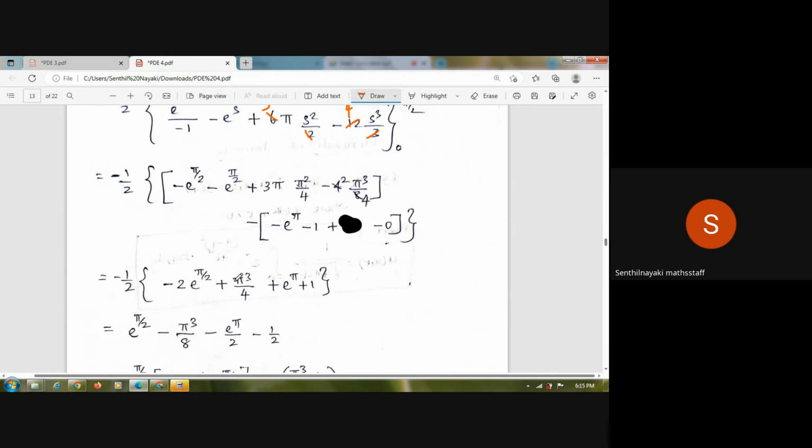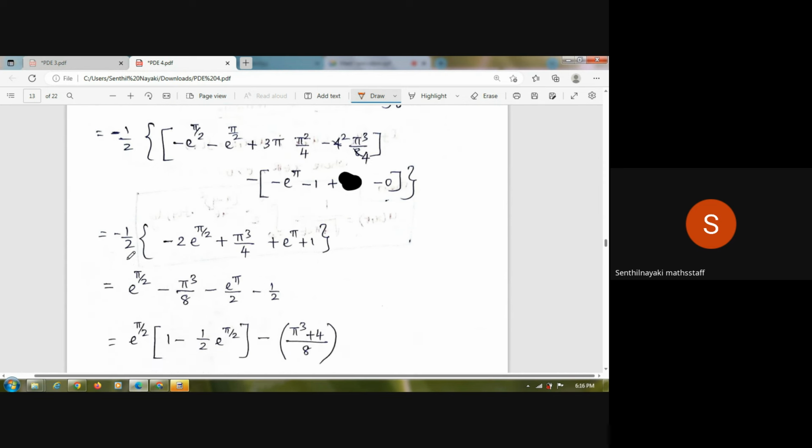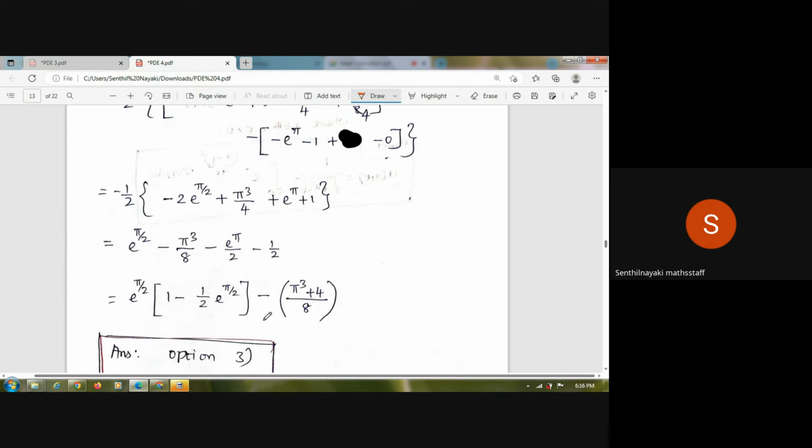So we have 1 pi cube by 4. Minus into minus plus e power pi, minus into minus plus 1. So after multiplying minus 1 by 2 we have minus 1 minus 2 becomes plus 1, so e power pi by 2. Then here we have minus pi cube by 8. Here also e power pi by 2 minus 1 by 2. So e power pi by 2.